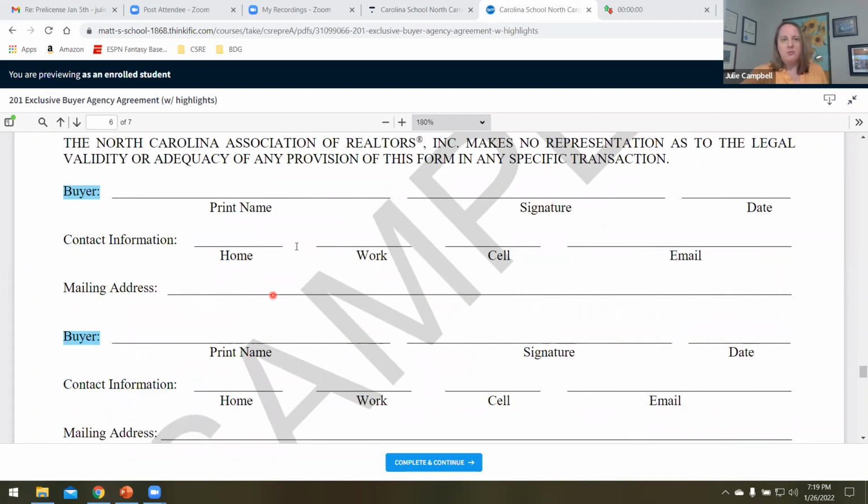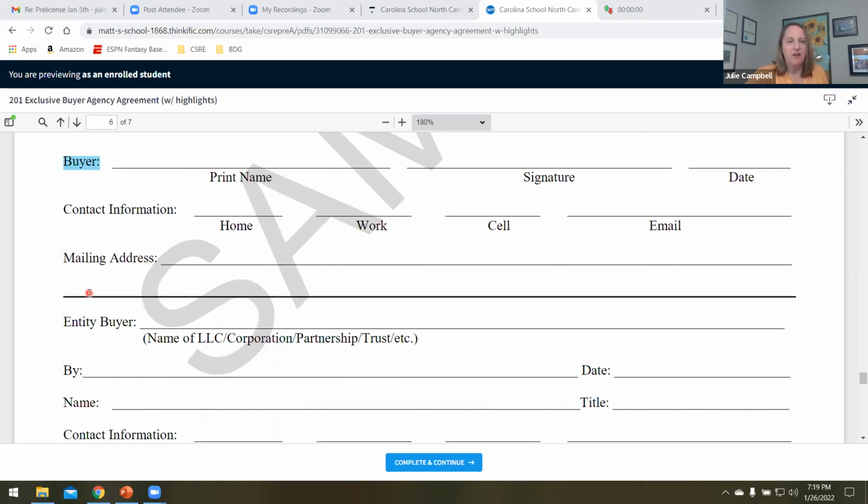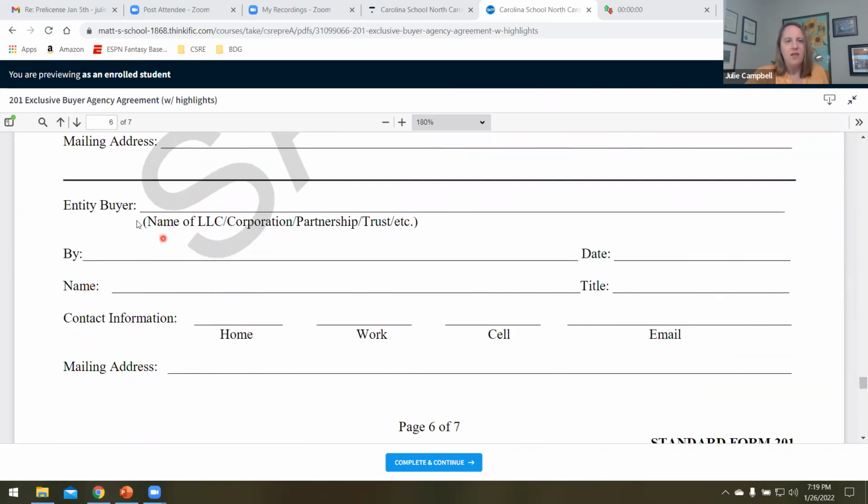So then we have our signatures page. For the buyer, I have a place for 2 buyers and their contact information to sign. If you have more than 2 buyers, then we have an additional signatures addendum. It's just a form that looks like this right here, and you get like, I think, 8 more signatures. So however many people plan to be on the deed to purchase this property need to sign the buyer agency agreement. If the buyer's an entity, there's a place for an entity buyer, a business.